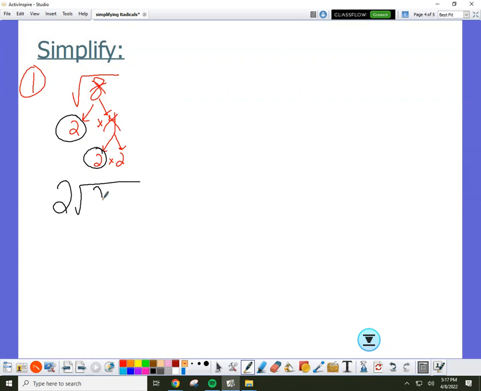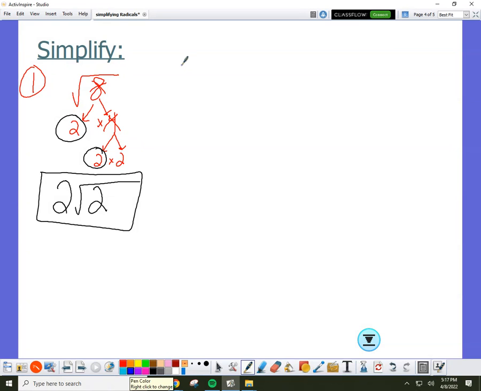He's trapped. He's stuck underneath that radical. So the only thing we can do is simplify it to look like this: 2 square root of 2.